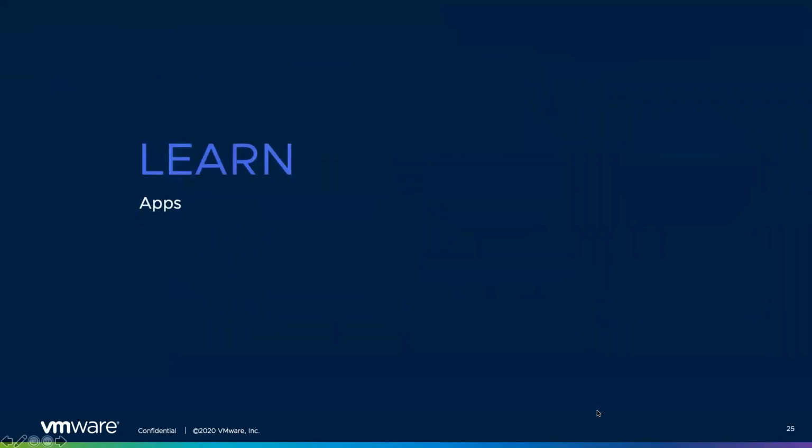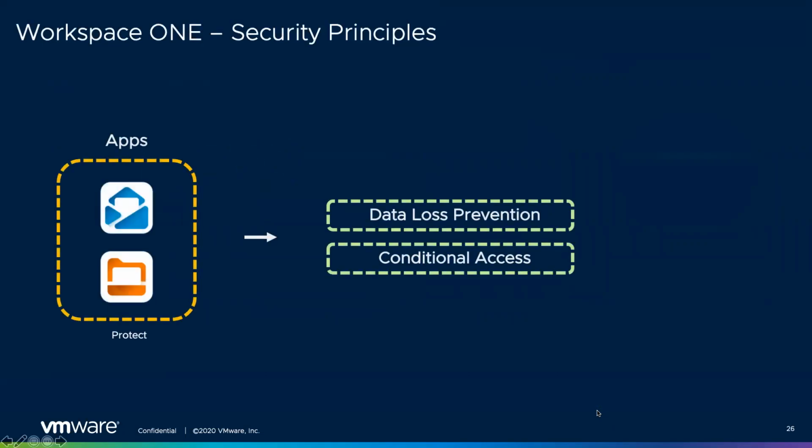Let's move on to apps. So when it comes to apps, we're really concerned with two things. We're concerned with stopping either deliberate or accidental data loss from that application. And we're concerned with the conditional access policies allowing or disallowing access to that application based on the conditions at that time.